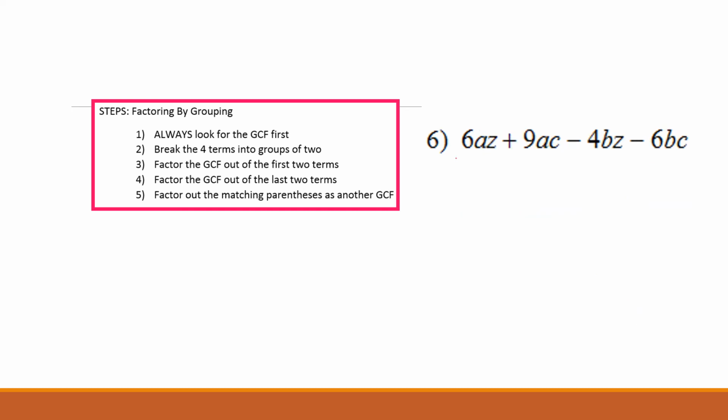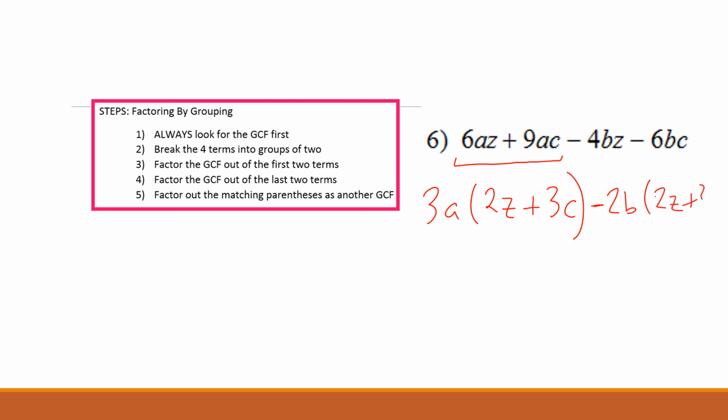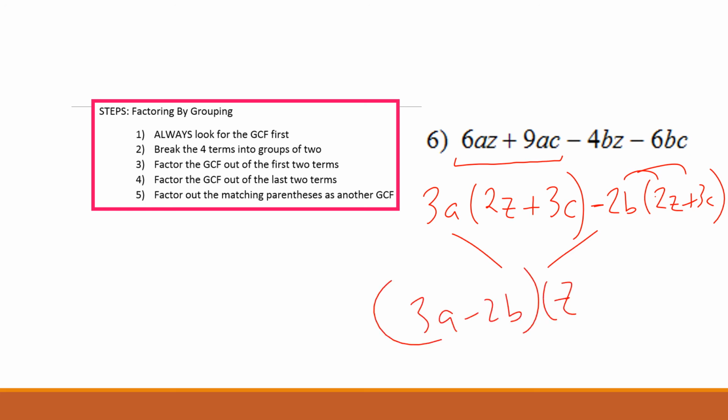Again, more letters, just be careful with your GCF. So I can take a 3a, and it leaves me with 2z plus 3c. And be careful, just make sure that's right. And then I'm looking over here, that's negative, so I'm going to put a minus there. I can see there's a 2, there's a b in both of them. So that would leave me with 2z plus 3c. And you can always check to make sure by multiplying that back out. So 3a minus 2b, 2z plus 3c.